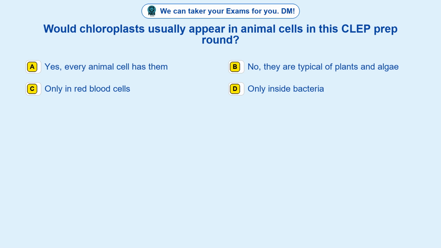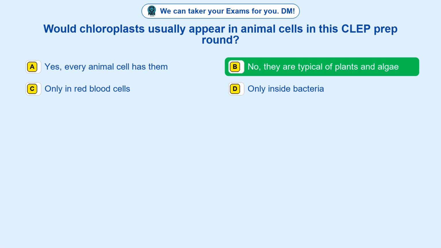Question 14. Would chloroplasts usually appear in animal cells in the CLEP prep round? Option A. Yes, every animal cell has them. Option B. No, they are typical of plants and algae. Option C. Only in red blood cells. Option D. Only inside bacteria.